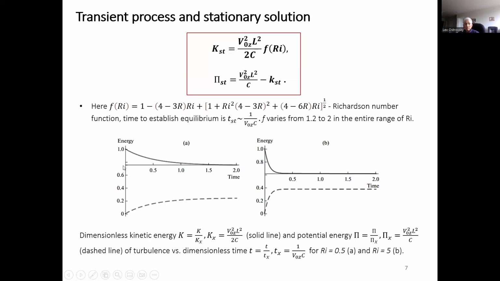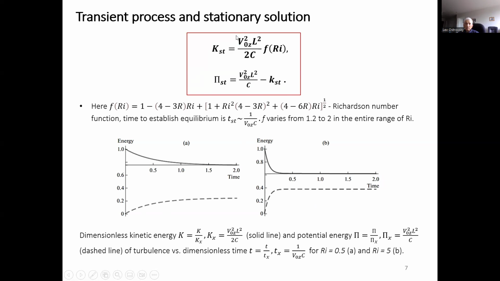And moreover, the values of these asymptotics are comparable here. Actually, for potential energy it is even more for big Richardson number because the interaction with kinetic energy is stronger, but kinetic energy is slightly smaller than this. So this is just a simple equation for stationary values from which we will start.